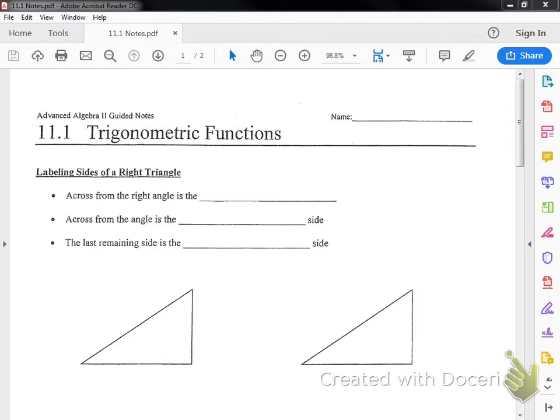All right, so we are starting just a real quick unit on trig. It's labeled 11.1. In your book, this is actually 13.1. We are skipping the next two chapters. This is the last material we'll learn.